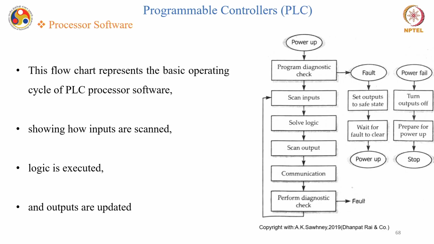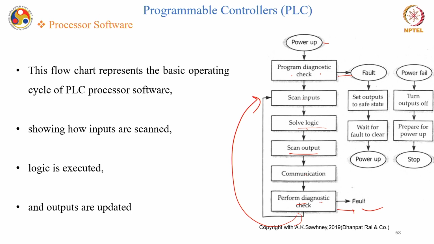Now let us see the basic flow chart, which represents the basic operating cycle of the PLC processor software, because the process software is what is controlling everything in this PLC. Now you can see this flow chart. The first stage is power up, then we have the program diagnostic check. We'll see what will happen if there is a fault, and if there is no fault, there is scan input, then solve logic, scan output, communication, then perform diagnostic check, then if there is a fault, what has to be done, and if there is no fault, this cycle repeats.